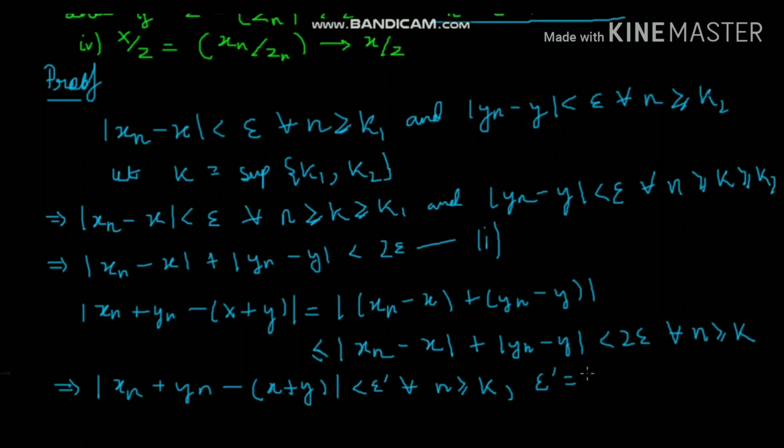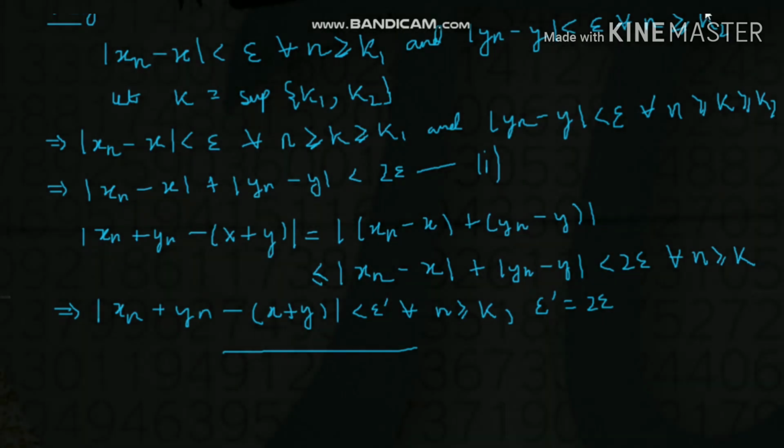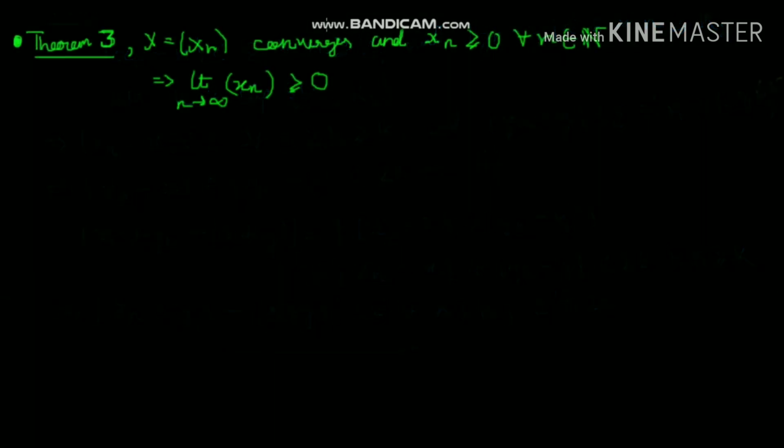So epsilon prime is twice epsilon, and since epsilon is positive and arbitrary, epsilon prime is also arbitrary and positive, and hence we are done with our proof.